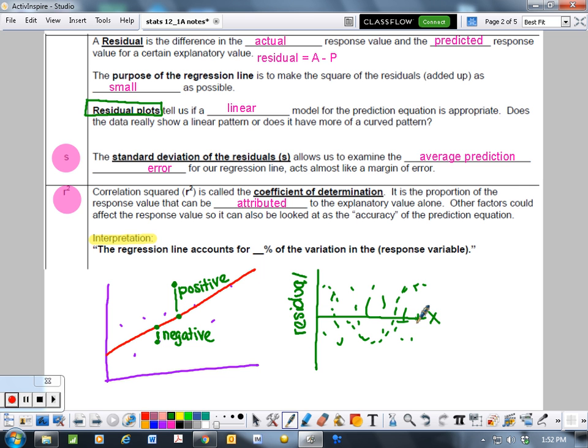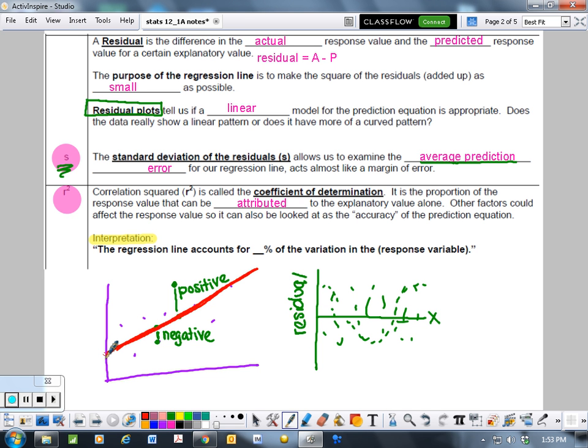So then our next key term is S, which is the standard deviation of the residuals. It allows us to examine the average prediction error. So if I start predicting off this red line of best fit, how far off will my answers be? And if they end up being too far off, more often than not, then it's not going to be a very good prediction tool for us.